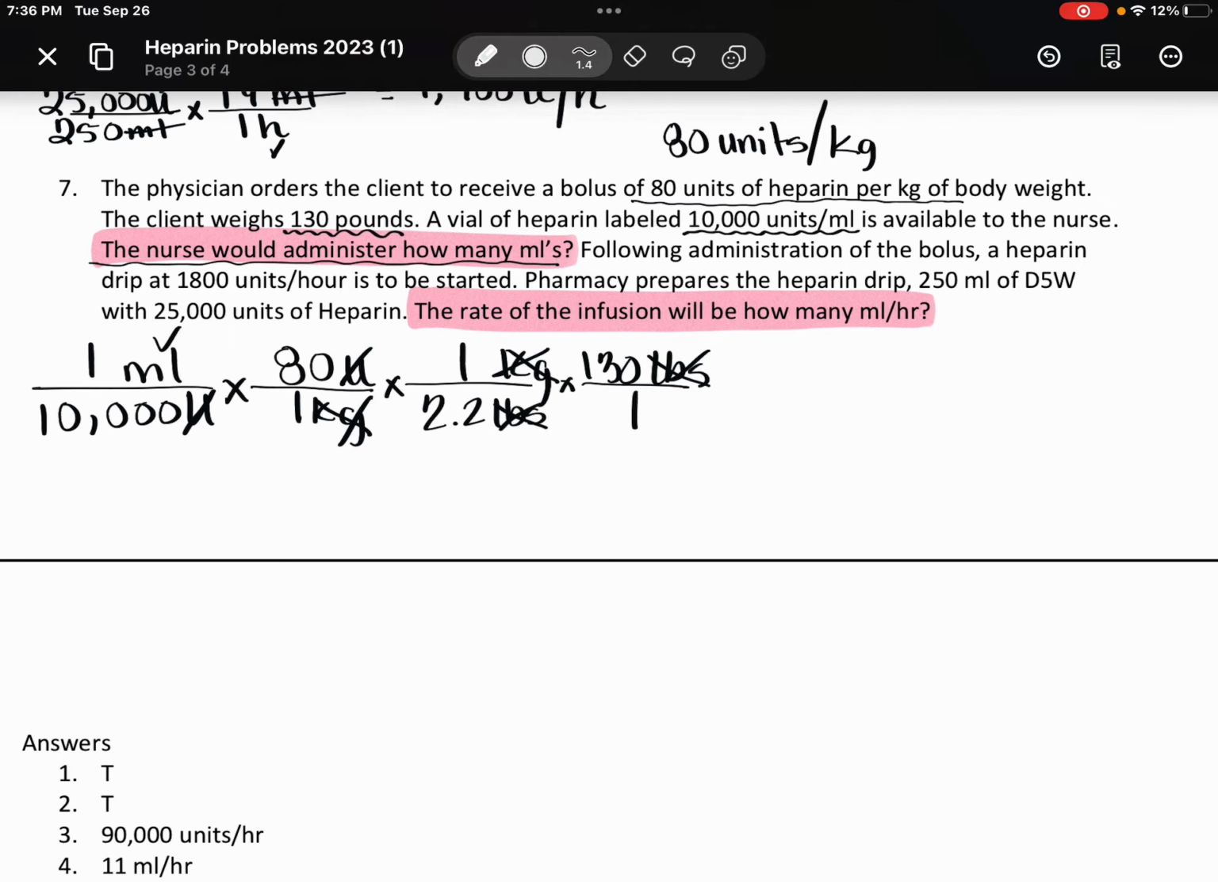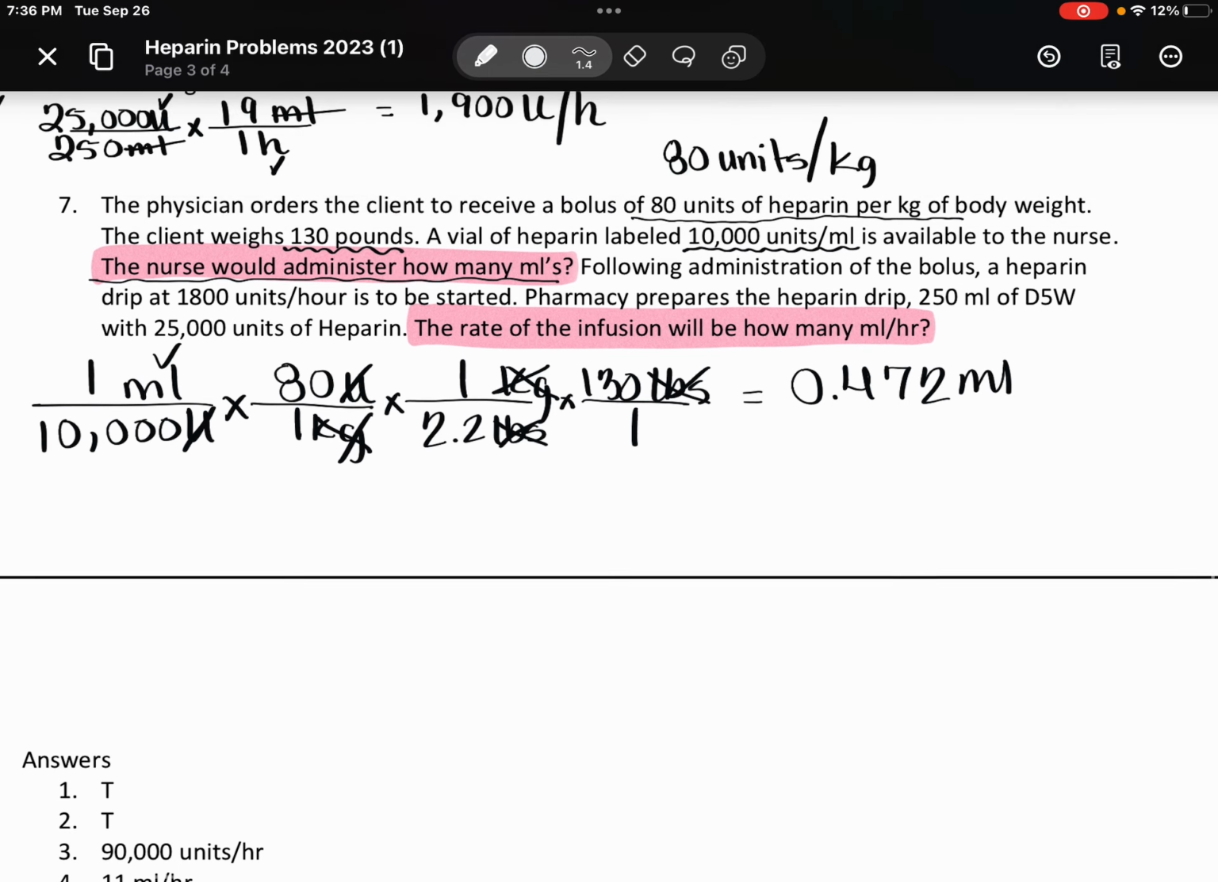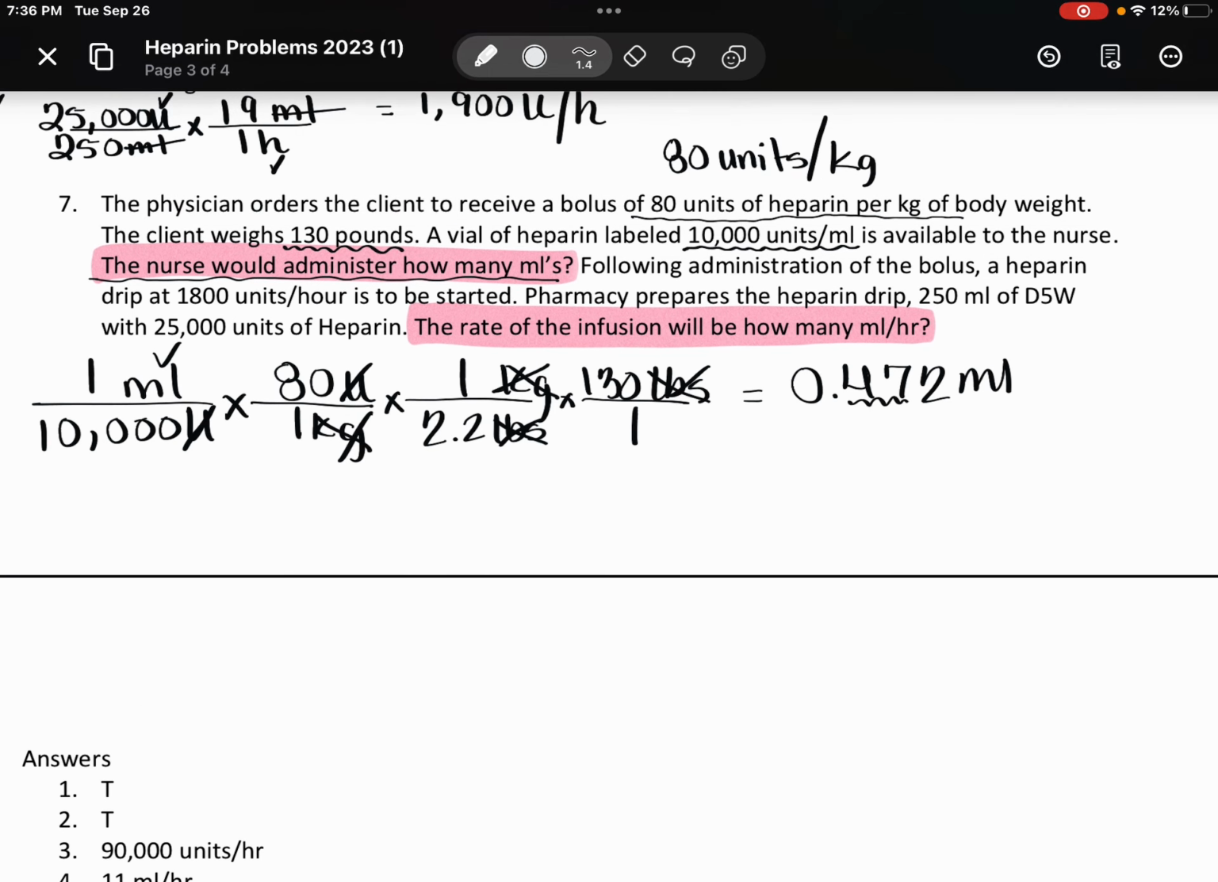So you would do your math. So I got 0.472 blah blah blah milliliters. Well, we can round. Let's see. How does she want us to round? Okay. So she wants us to round to 2 decimal places. So this 2 right here is not going to allow this 7 to go anywhere. So it's just going to stay 0.47 milliliters. So that is the answer to this question right here.